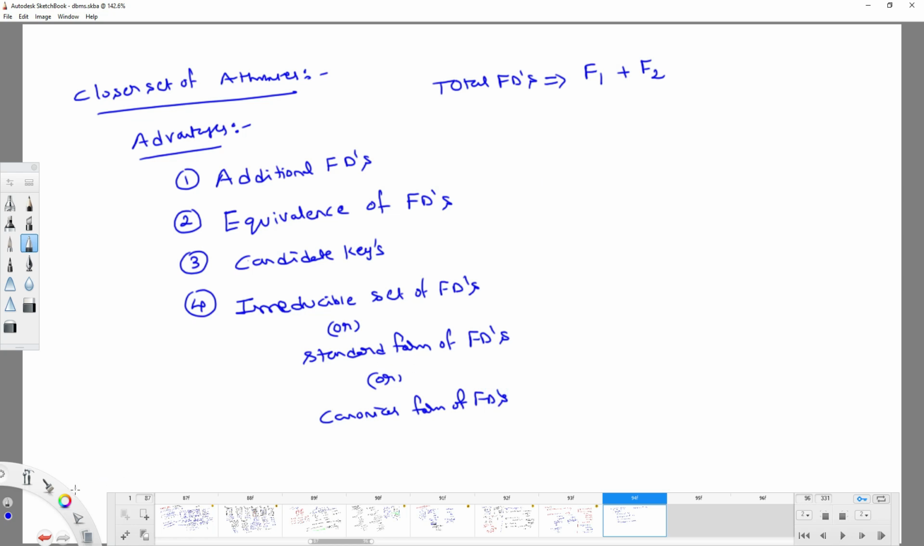So I hope you know how to find the set of additional functional dependencies, right? In the coming class we will see all the remaining three. Okay, fine. We'll stop here. We'll continue in the next class.